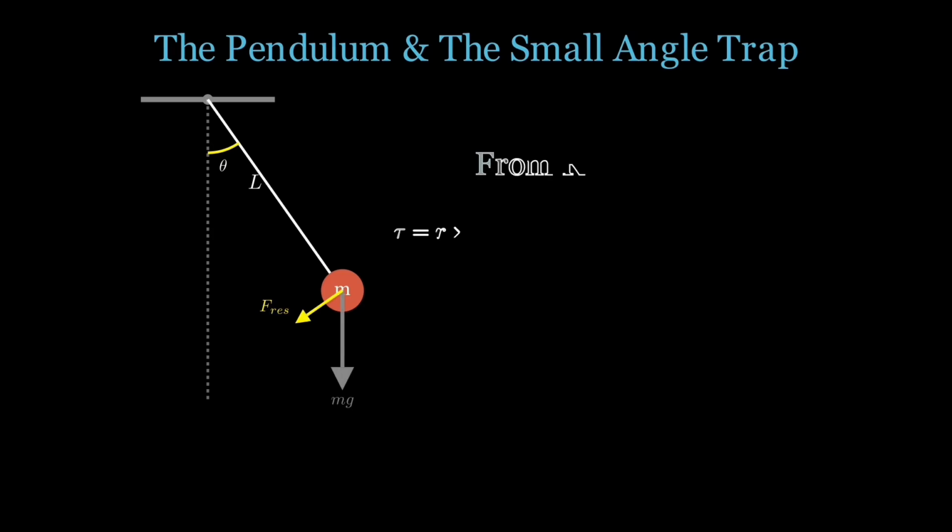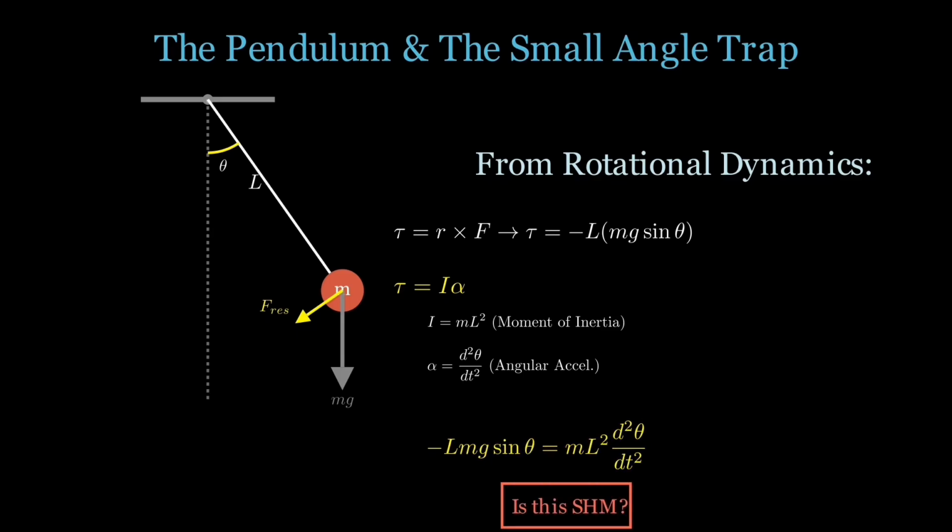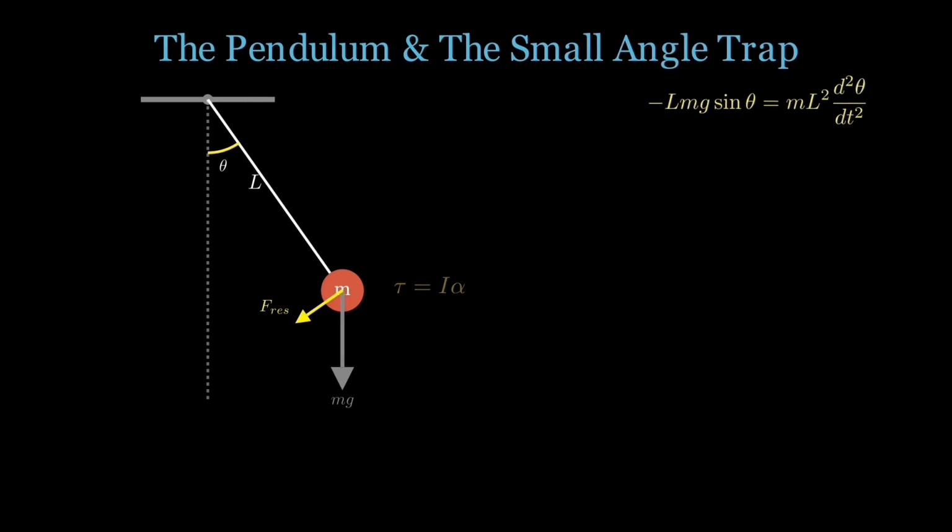But SHM isn't just for springs. Look at a simple pendulum. When we pull a mass m back by an angle theta, gravity provides a restoring torque. Using rotational dynamics, we find that the torque equals negative L times m times g times sine of theta.